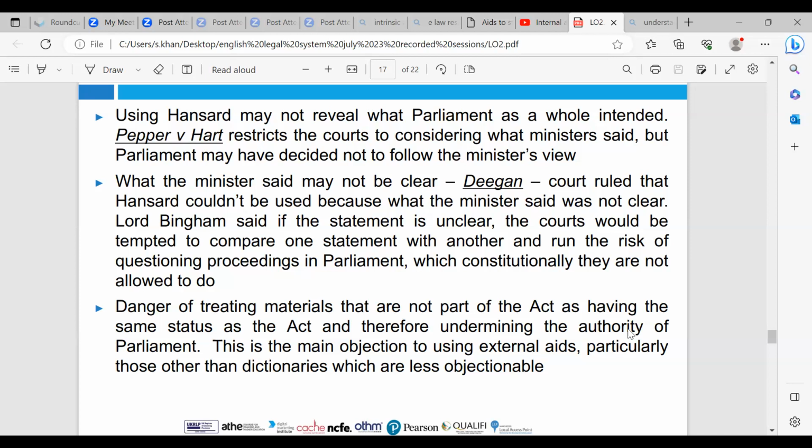There is a danger of treating materials that are not part of the Act as having the same status as the Act, and therefore undermining the authority of Parliament. This is the main objection to using external aids, particularly those other than dictionaries, which are less objectionable.